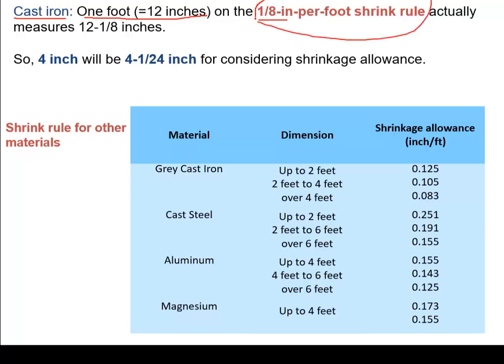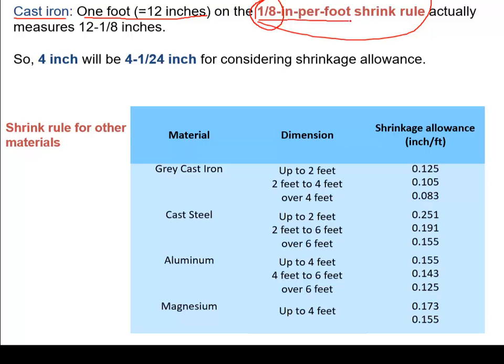It means if we are going to make a product which will have a length of 1 foot, meaning 12 inch, the pattern must be made 1 foot plus 1/8 inch. Do you understand? It means the pattern must be larger than the product to be made. How much larger? It will be the size of the product plus allowance. What is the allowance? 1/8 inch per foot shrink rule.